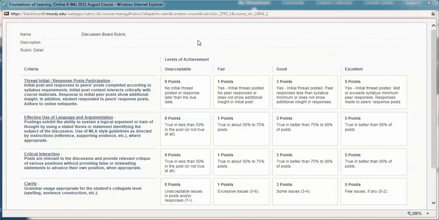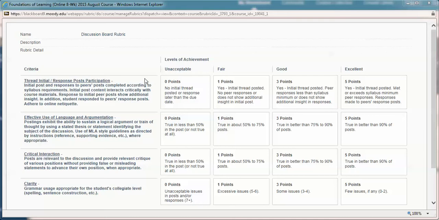This will be used in probably all of the classes as you go through your degree career here at Moody. What we have is the criteria. What are we using as our criteria for grading, and then what are the achievement levels that you can have as you go through this particular discussion board. So let's go down and we're going to look at the criteria first.